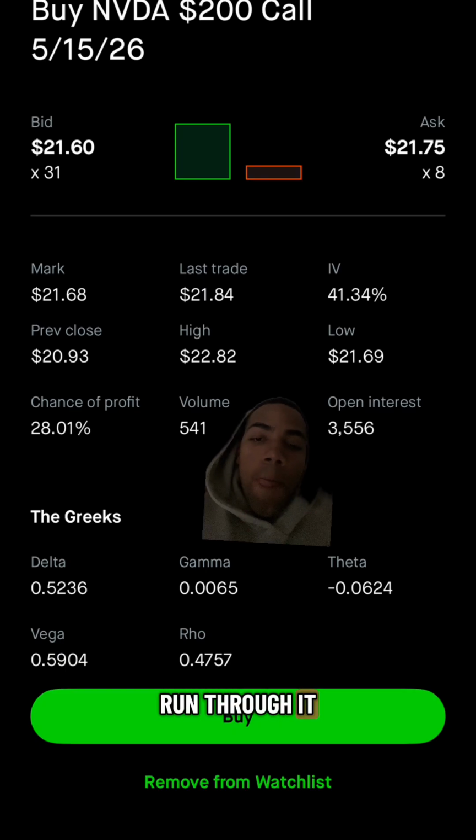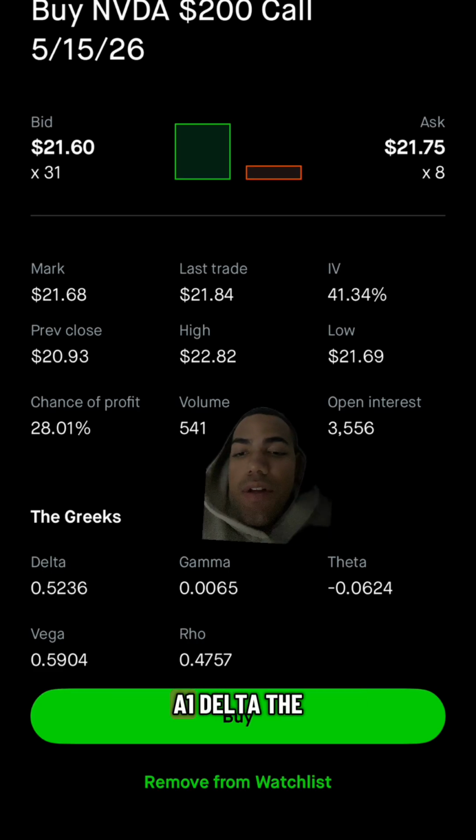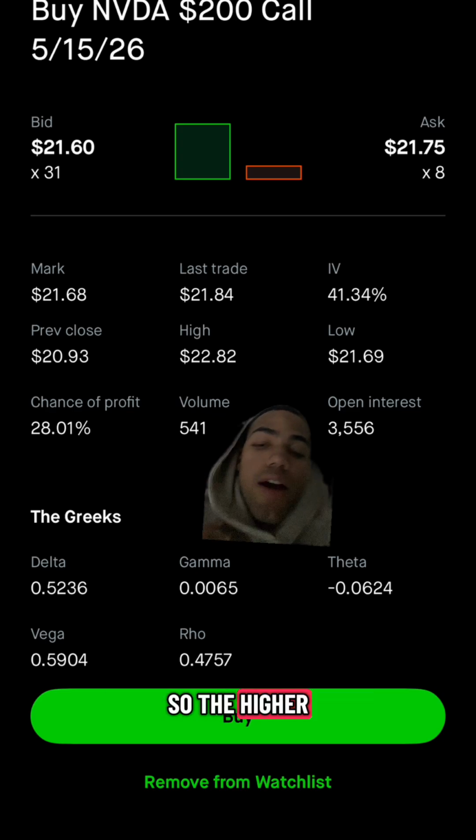To run through it, your open interest and your volume, typically the higher the better, right? If it's over 1,000 for open interest, A1. If the volume is anything more than 100, A1. Delta, the higher it is, the better, because your delta basically signifies that if the stock price goes up, the value of your contract goes up in relation to the amount that the stock price goes up. Delta is basically the tether between the stock price and your contract. So the higher, the better.